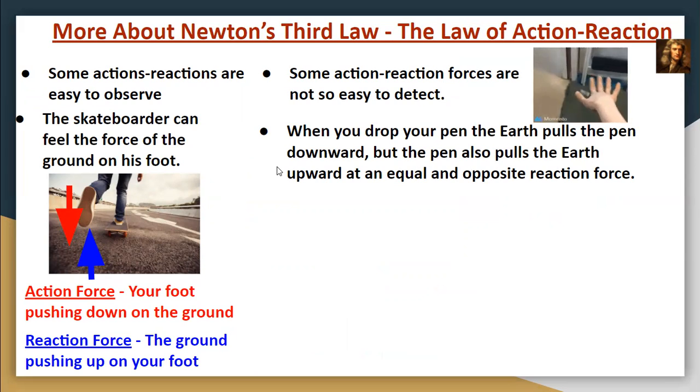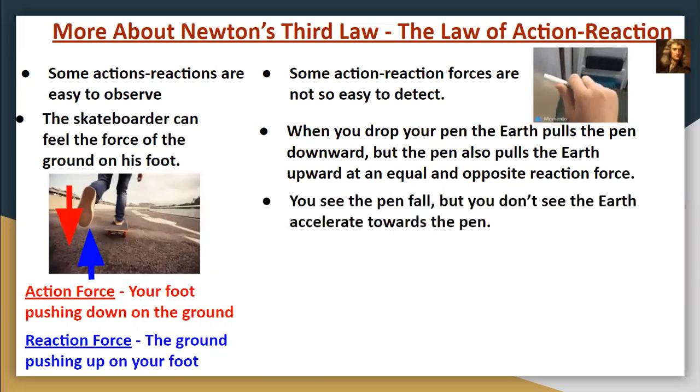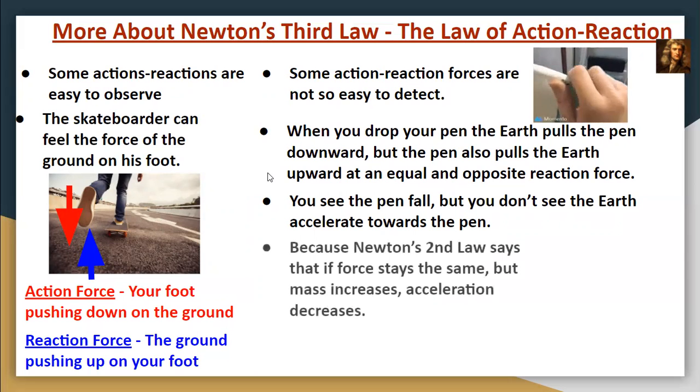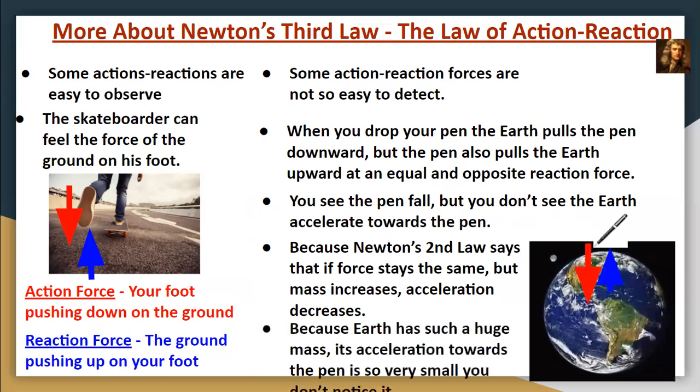But why doesn't the earth smash into the pen then? Why doesn't that happen? Well, you see the pen fall, but you don't see the earth accelerate towards the pen. That is because Newton's second law says that if your force stays the same, but mass increases, the acceleration will decrease. So the earth is accelerating far less than the pen. Because Earth has such a huge mass compared to that tiny pen, its acceleration towards the pen is so very small that you don't even notice it. All you notice is the pen dropping.